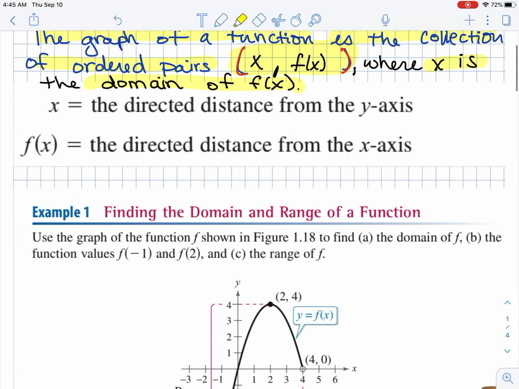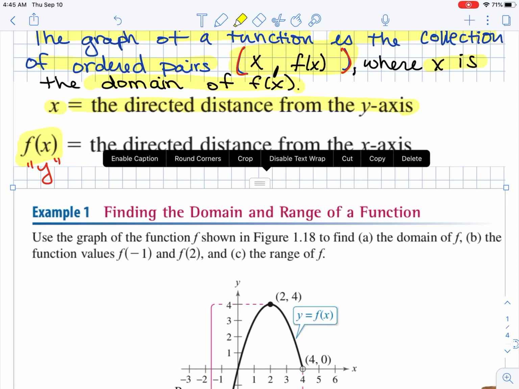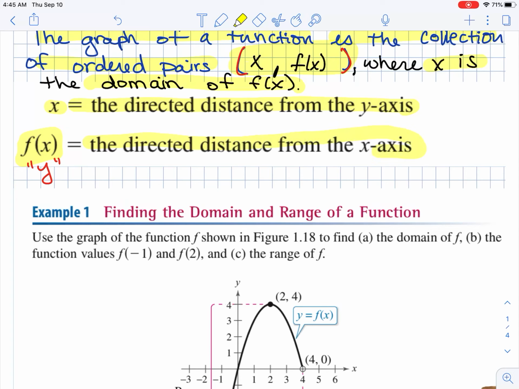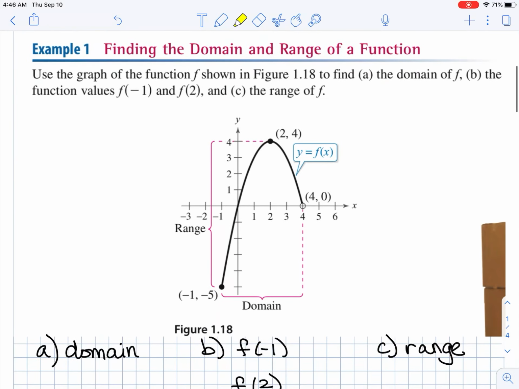Another way to look at it is that x is the values of the directed distance from the y-axis, and the f of x values, or the y values, is the directed distance from the x-axis. Okay, you all know all that.